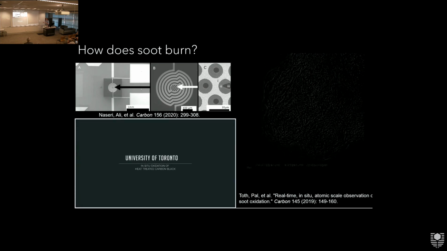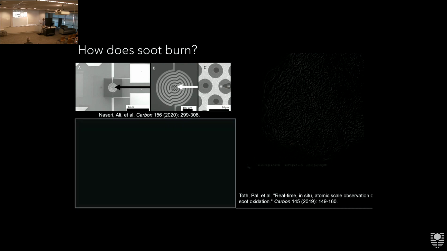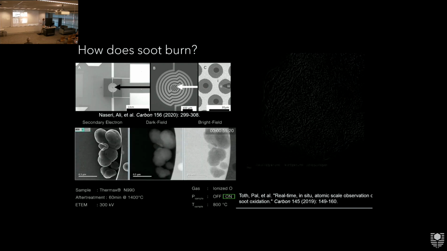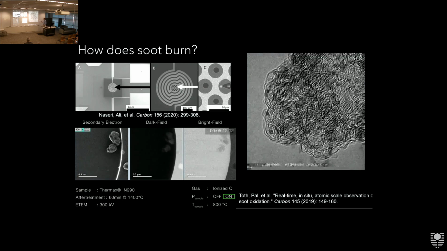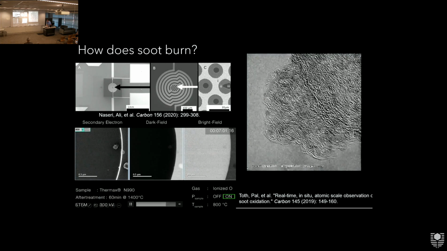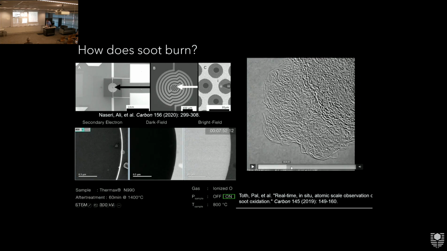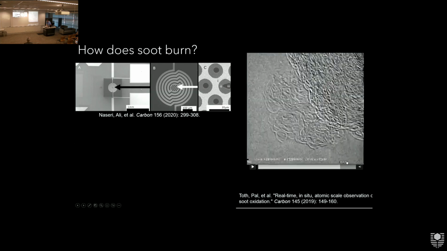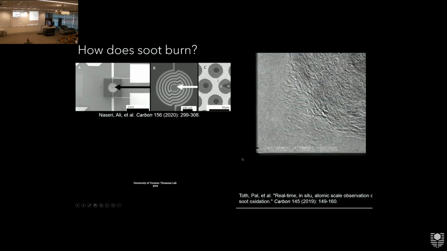We can also burn soot in the TEM. This is some work from some colleagues of mine, where they burnt soot inside of, I think this is a TEM, and you can see that as it's burning, it kind of goes away, I suppose. It's a very technical description there. So that's kind of fun. You can also do it at high resolution, and this must have been a very, very hard measurement to do. You can see it burning away there. So we're getting pretty good at seeing what happens.